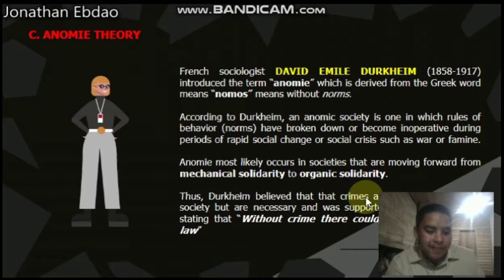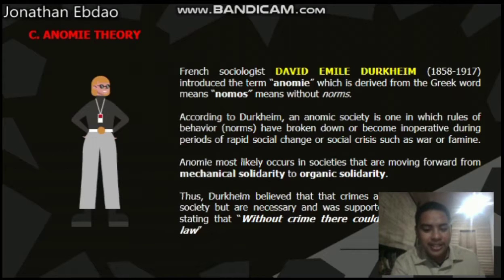Durkheim believes that crimes are not only normal for society but necessary, a view echoed by London in 1955, stating that without crime there would be no evolution in law. This is also in line with the classical school of thought, nullum crimen sine lege, that there is no crime if there is no law prohibiting it.